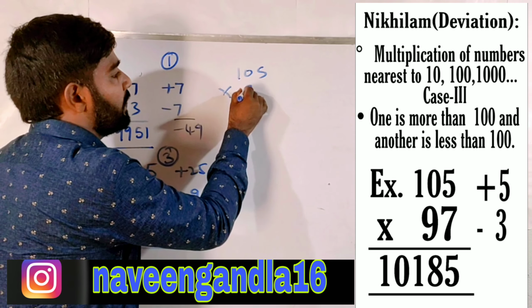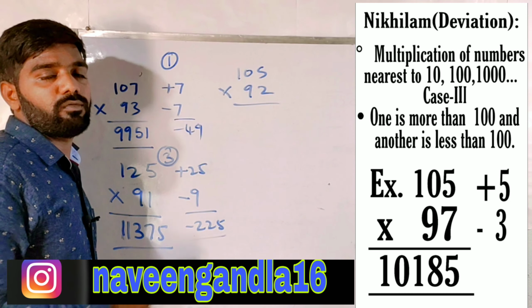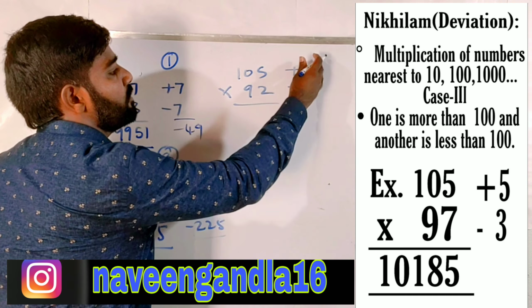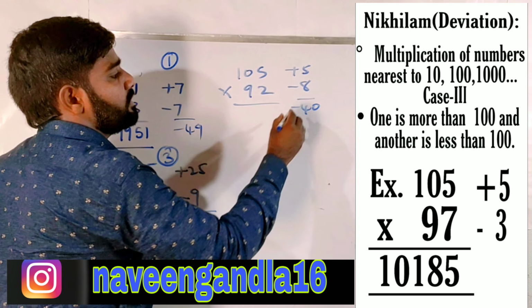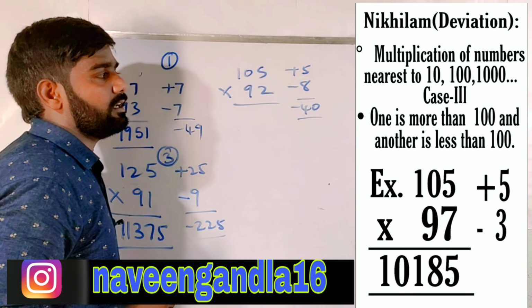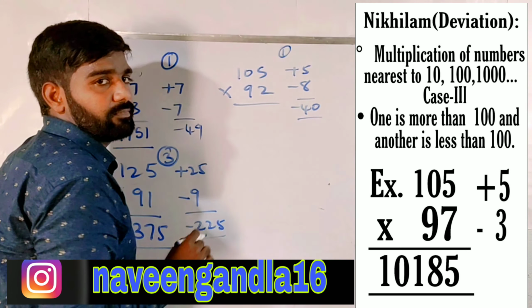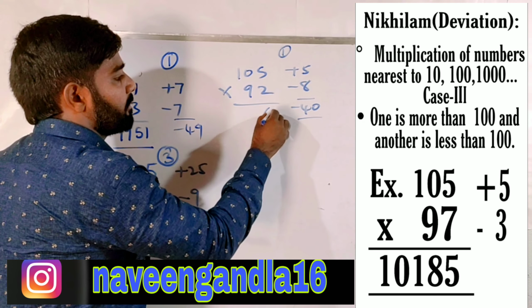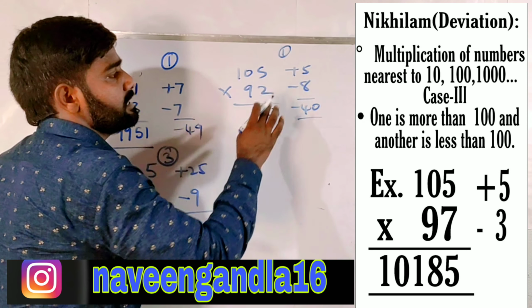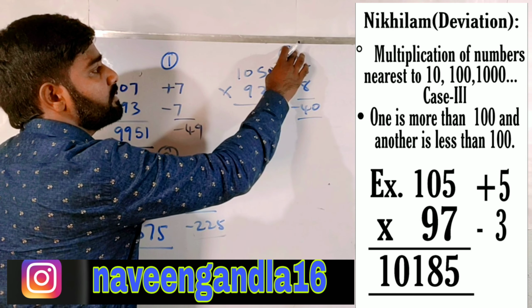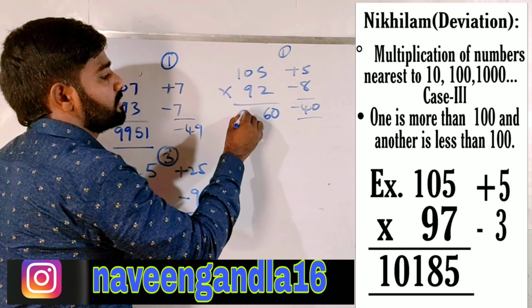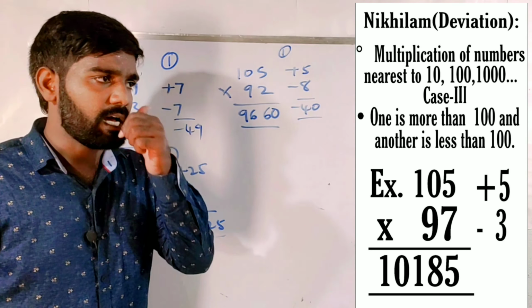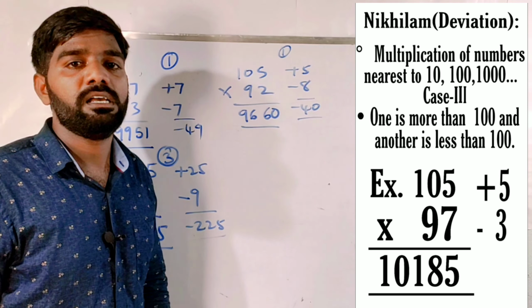105 into 92. Here the deviation is plus 5. Here is minus 8. 5 8s are 40. This is minus 40. So to subtract that 40, we have to take 100 as borrow. Yes, 100 minus 40 is equals to 60. 105 minus 8 is equals to 97, and subtract that 1, 96. The answer is 9060. Also friends, we can apply this technique of the decimals.